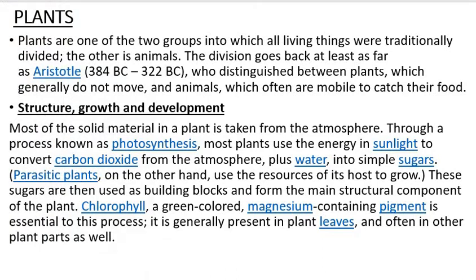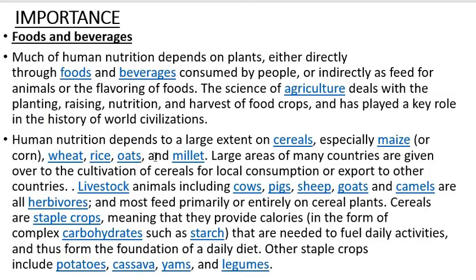Okay, if we move forward, next is their importance. Why are plants important? First one is food and beverage. Much of human nutrition depends on plants, either directly through foods and beverages consumed by people, or indirectly as feed for animals or the flavoring of foods. The science of agriculture deals with the planting, raising, nutrition, and harvest of food crops and has played a key role in the history of world civilization.